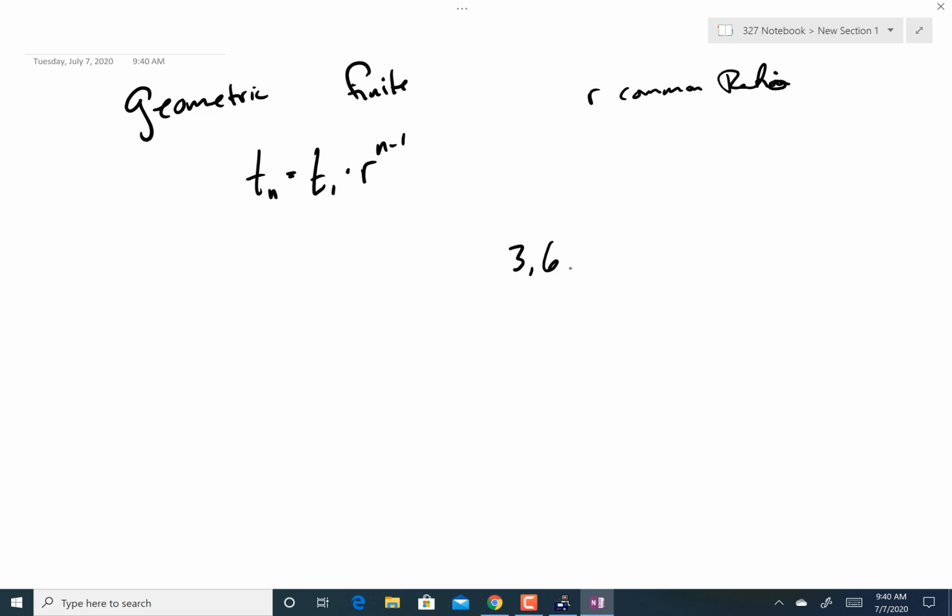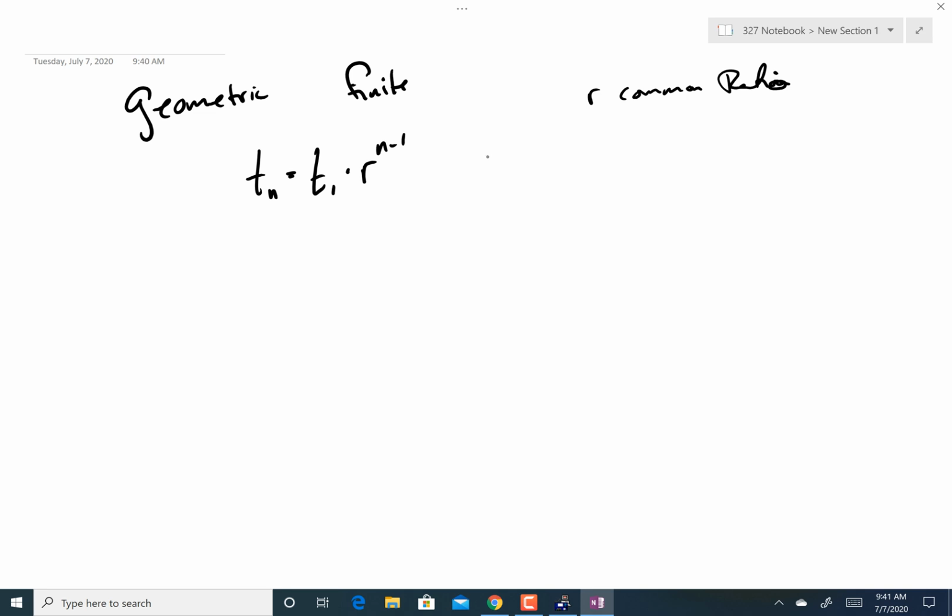Geometric. There's two kinds of geometrics. There's a finite. It looks like this in the explicit format. Your book uses A. I don't care for that. I prefer T1 times r to the n minus 1, where r is what's called the common ratio. In other words, we're multiplying by the same value each time, which means that if you had 3, then 6, then 12, 12 divided by 6 is the same ratio as 6 divided by 3. Why? Because we're multiplying by 2 each time.